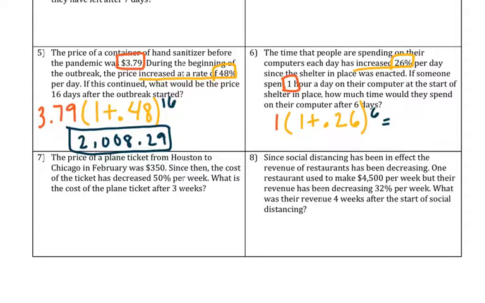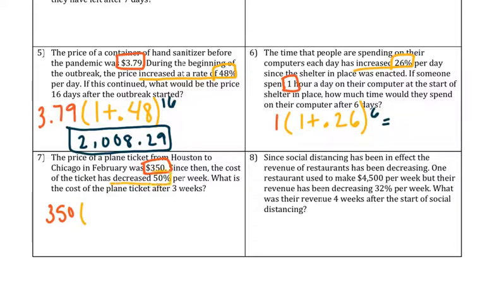Okay, number 7. Number 7 says the price of a plane ticket from Houston to Chicago in February was $350. Since then, the cost of a ticket has decreased 50% per week. What is the cost of the plane ticket after 3 weeks? This is a very real thing. So it cost about $350 if we wanted to fly to Chicago at the beginning of all of this. But people aren't flying now because it's dangerous to be around other people. So the airlines have decreased their price to buy a ticket.